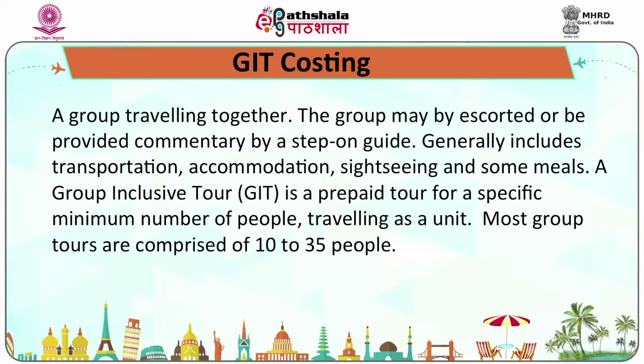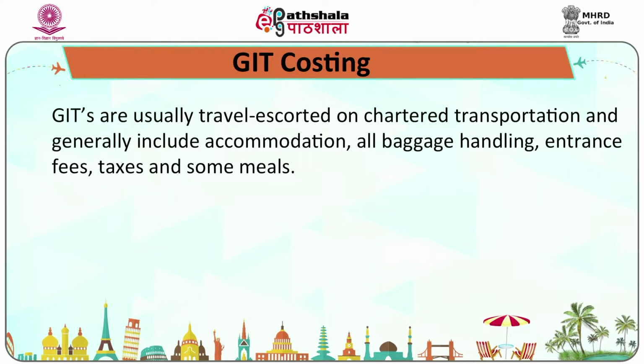Then, group inclusive tour costing. A group traveling together, the group may be escorted or be provided complimentary by a step-on guide. Generally includes transportation, accommodation, sightseeing, and some meals. A group inclusive tour is a prepared tour for a specific minimum number of people traveling as a unit. Most group tours are comprised of 10 to 35 people. GITs are usually escorted or use chartered transportation and generally include accommodation, all baggage handling, entrance fees, taxes, and some meals.